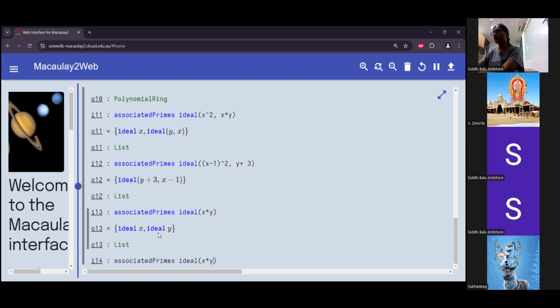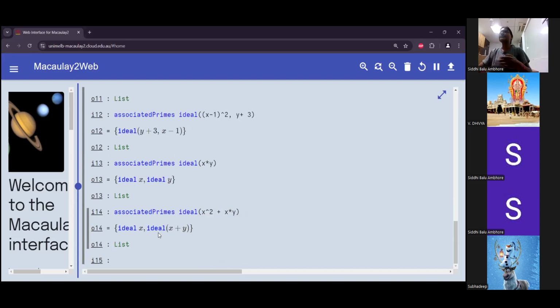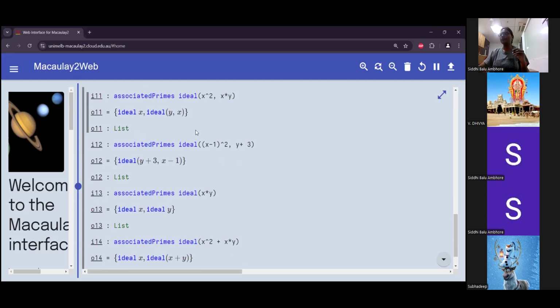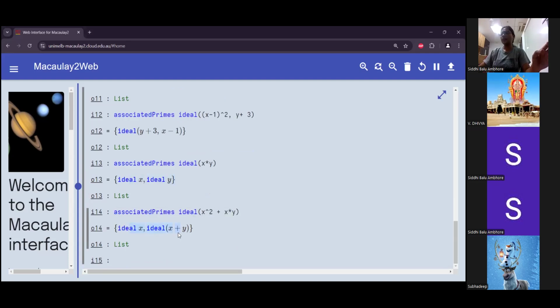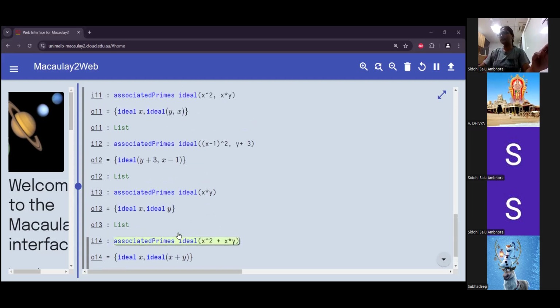And the last one was the ideal generated by x square plus xy. And it again has these two associated prime ideals, x and x plus y. So the only ideal which contains only one element in the set of associated primes is this ideal. So that's why this is our primary ideal. All the other three examples have exactly two elements in the set of associated primes. Is this clear? Okay, if you have any doubt, please let me know.